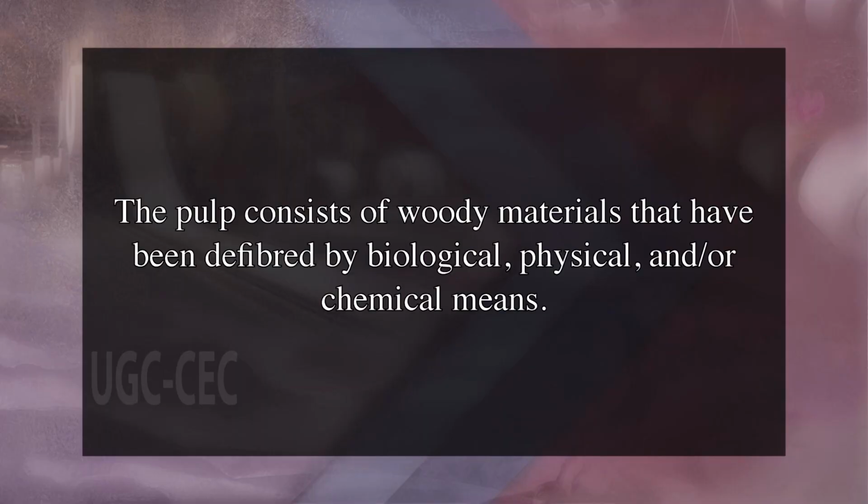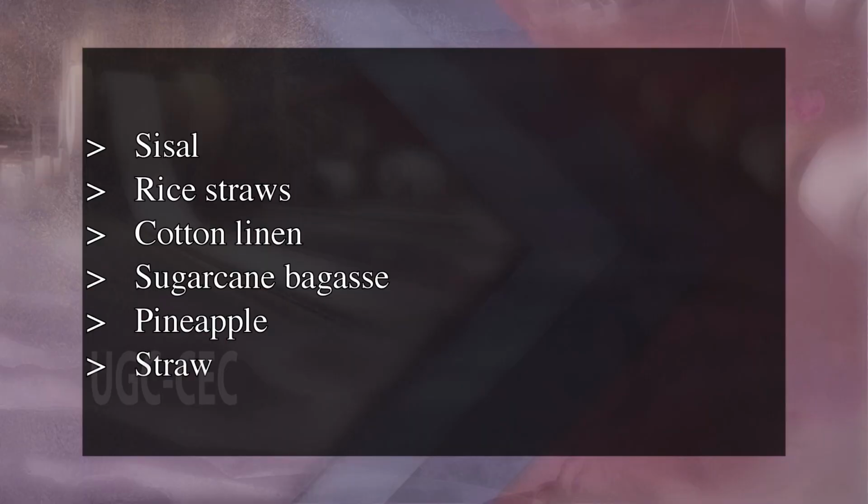The pulp consists of woody materials that have been defibered by biological, physical, and/or chemical means. The pulp and paper industries mostly use wood as a feedstock due to its improved specific properties for making paper. However, there are diverse non-woody sources which can be used as cellulose sources such as sisal, rice straws, cotton linen, sugarcane bagasse, pineapple, and straw.